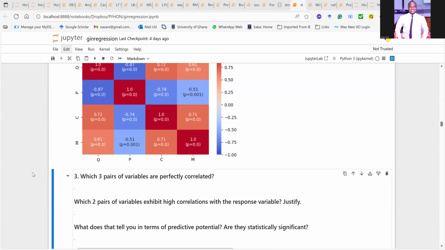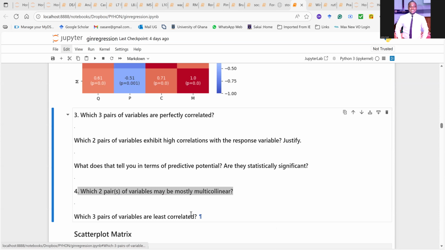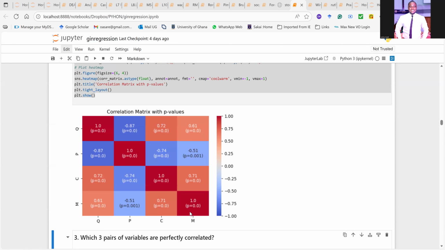Okay. Which three pairs of variables are least correlated? So just tell me the least correlated pair. It will still be that same one you just mentioned, because the least correlated means that you are looking at everybody, even including the Q. But for the least multicollinear, you're looking at only the independent factors or the features. Write it down, you forget.